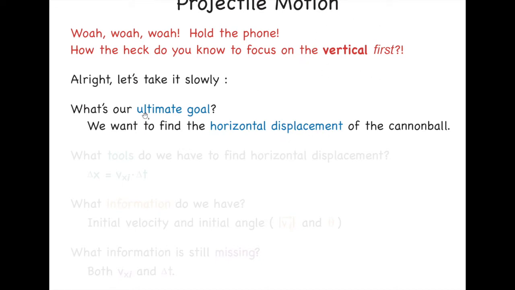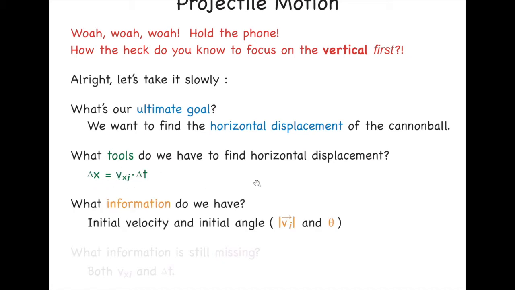Well, let's look at this. If we're trying to solve for horizontal displacement, we need to ask what tools we have, what equations we have that will help us solve for this horizontal displacement, right? One easy and obvious answer is that if I know the velocity and I know the time, I can calculate displacement just by the definition of velocity, right? v is equal to delta x over delta t, which means delta x is equal to v times delta t. So can we use this tool, right? What information do we have?